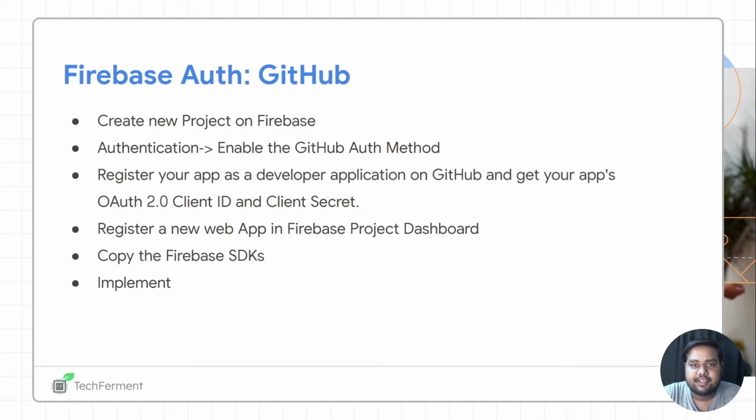So here are the steps. First, you need to create a project on Firebase, and then you need to go to the authentication part and enable the GitHub method. You have to register your developer application on GitHub, and you will get the client ID and the client secret. And then you need to create or register a new web application on the Firebase dashboard, and then you need to copy the SDK file, and then here you need to implement the logic.